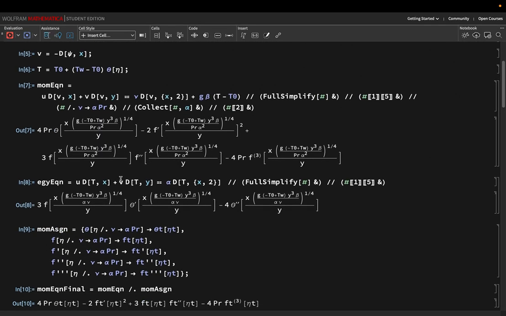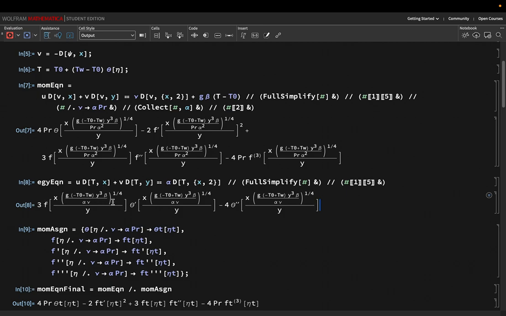If I simplify a little more, in a similar way I will write my energy equation, which is u times del T by del x plus v times del T by del y equal to alpha times del squared T by del x squared. And then you just simplify that equation. These are all default functions available in this tool, so this will simplify a lot of your hand calculations. So this will be the equation I'm getting.